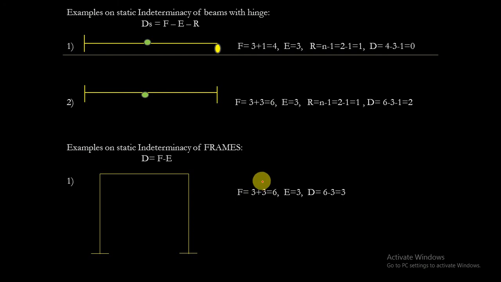In the last part, we have studied about the static indeterminacy of the beams. In this part, let us see the static indeterminacy of the beams when the hinge is given. When the hinge is given, static indeterminacy is F minus E minus R. F is nothing but the unknown reactions.